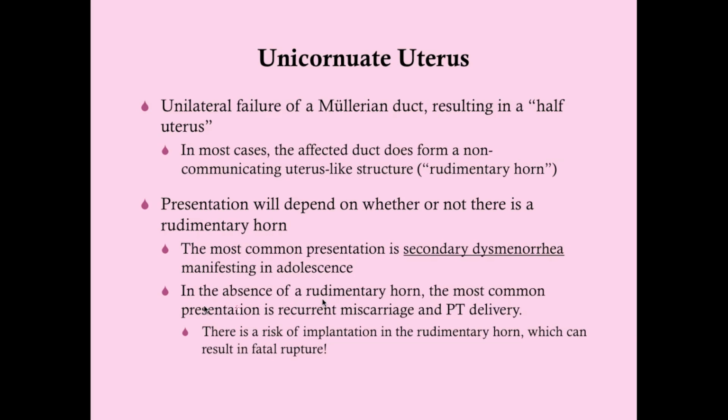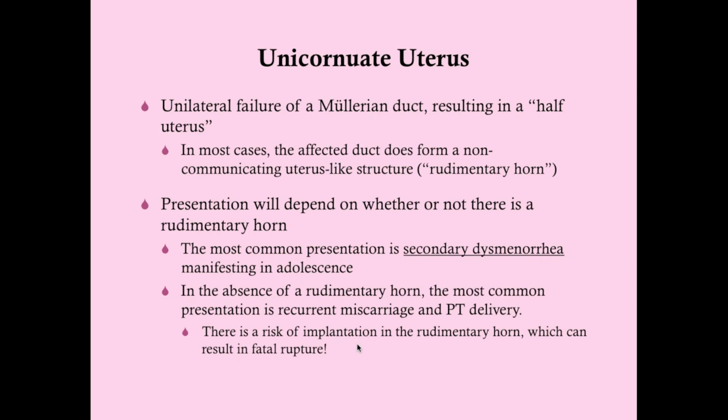In the absence of a rudimentary horn, the most common way that this presents is recurrent miscarriage or preterm delivery. So you wouldn't have that secondary dysmenorrhea because you don't have a rudimentary horn. The only uterus you have can communicate, and so you won't have secondary dysmenorrhea. Now, if you have a rudimentary horn, you can have some major problems.